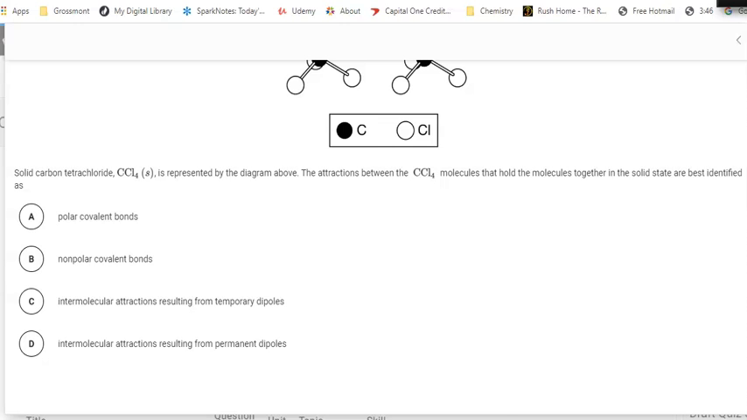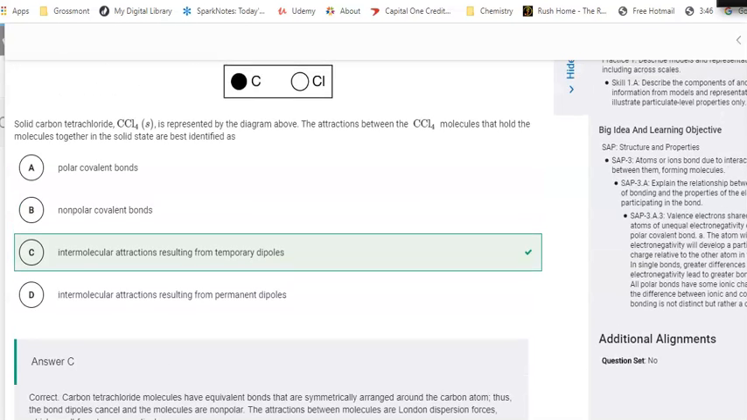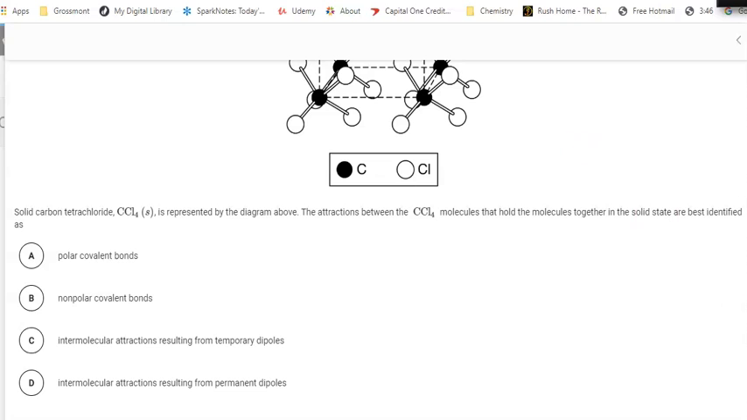D is intermolecular attractions resulting from permanent dipoles. No, it's not polar, so they are not permanent dipoles. Permanent dipoles would be something like water, where the positive and negative side is permanent. So the answer to this one is C. And there it is. Intermolecular attractions resulting from temporary dipoles. So nonpolar molecules only have temporary dipoles from the electrons moving over to one side of the atom. Okay, let's keep going.